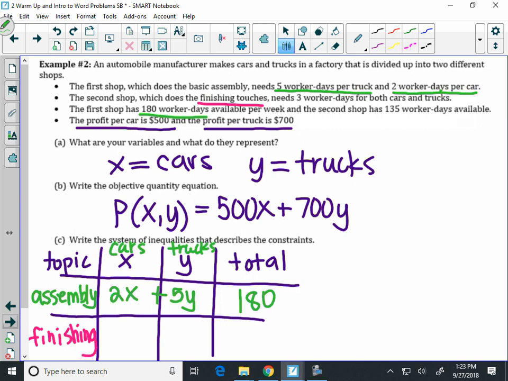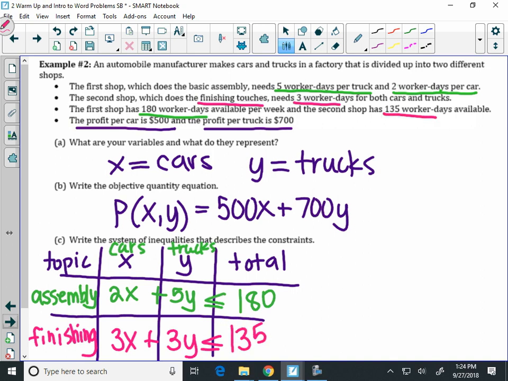Now what symbol should go before the total value here? Less than or equal to. I can use less than 180, but I don't have enough manpower to spend more than that amount of time. All right, so that's one equation. Our second equation is set up the same way. For cars, how long do we have to finish a car? Make it pretty. 3. So I have 3x. Well, how about a truck? How long does it take to finish a truck? 3. So 3y is less than or equal to how many days? 135.